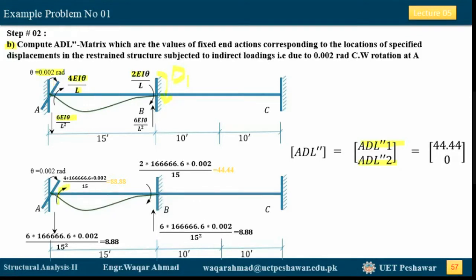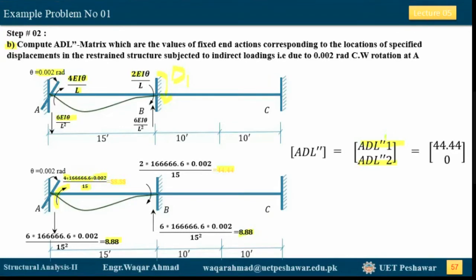This induced moment is equal to 4EI theta over L, where theta is 0.002 radians and the span length is 15 feet. So we get 88.88. Also, this value is 2EI theta over L, so we get 44.44. This value is 6EI theta over L square, which is 8.88. And this is also 6EI theta divided by L square, so it also becomes 8.88.